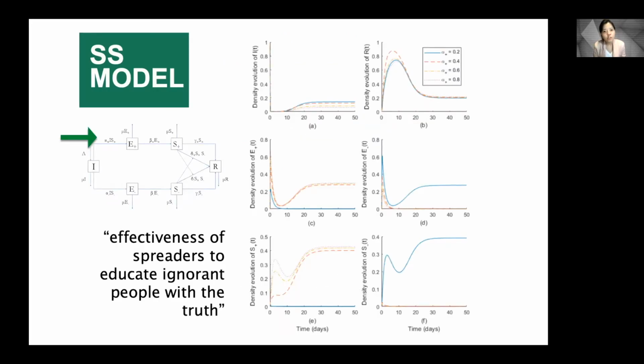This is an illustration of the numerical simulations that depict the effect of changing the parameter alpha. So what is parameter alpha? Alpha is the effectiveness of the spreaders to educate the ignorant people with the truth. So we try to control this and determine how strong the effectivity of the spreaders of truth should be to these ignorant people, in order to have more people being exposed to the truth and become spreaders of the truth.